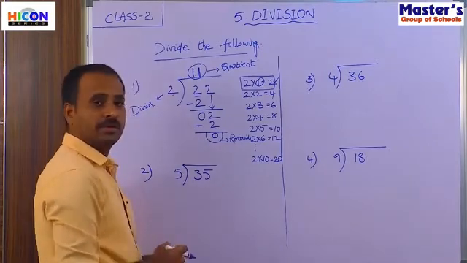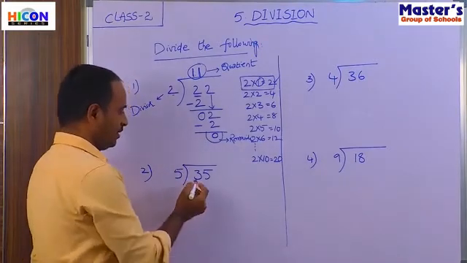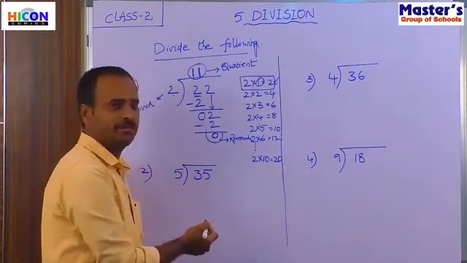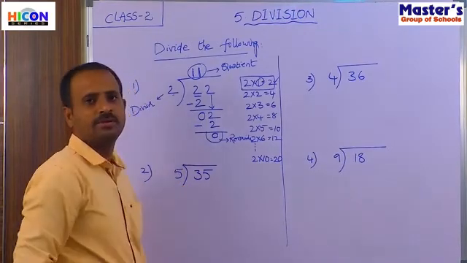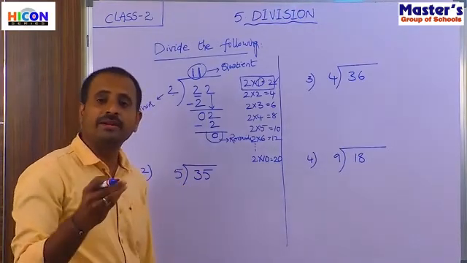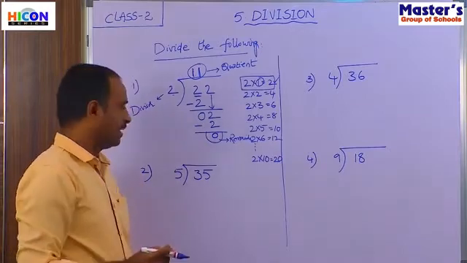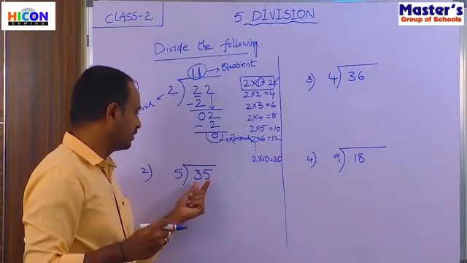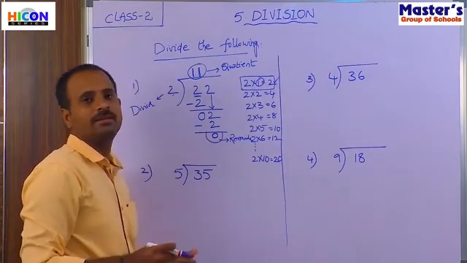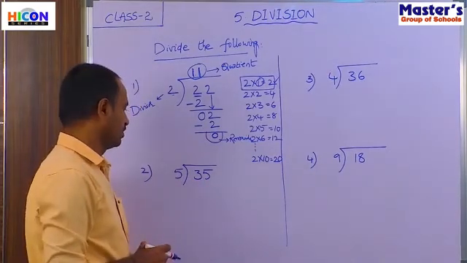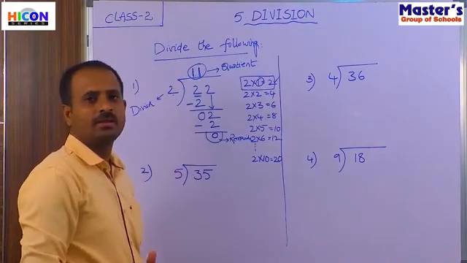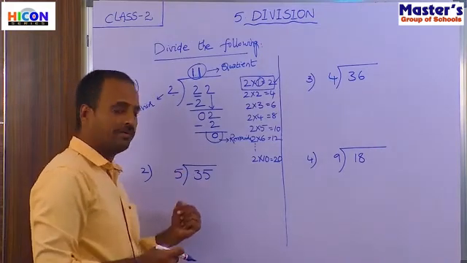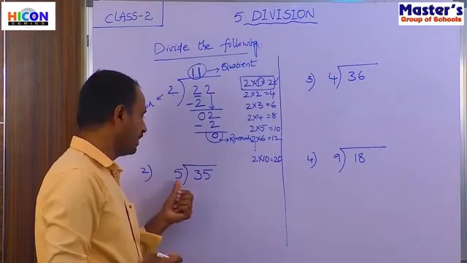So look at the second one. That is, the dividend is 35 and the divisor is 5. Every time we have to write the divisor on the left side of the bracket and write the dividend between, that means at the center. Now start the division. We have to divide the number 35 by 5.